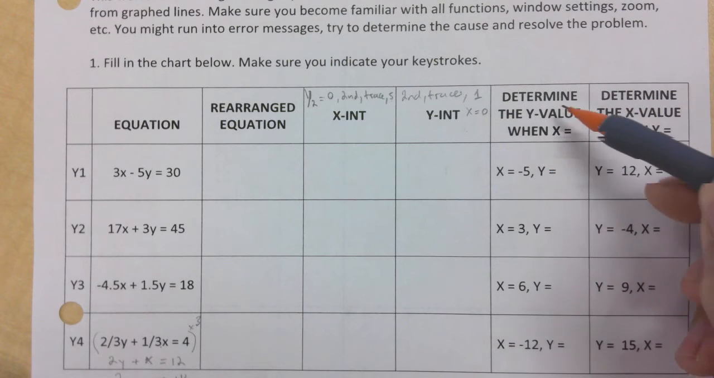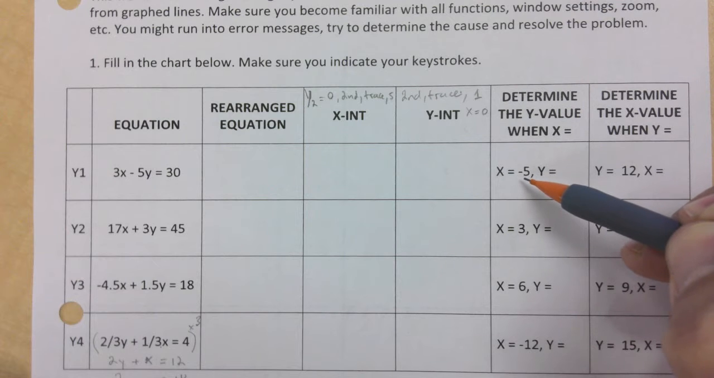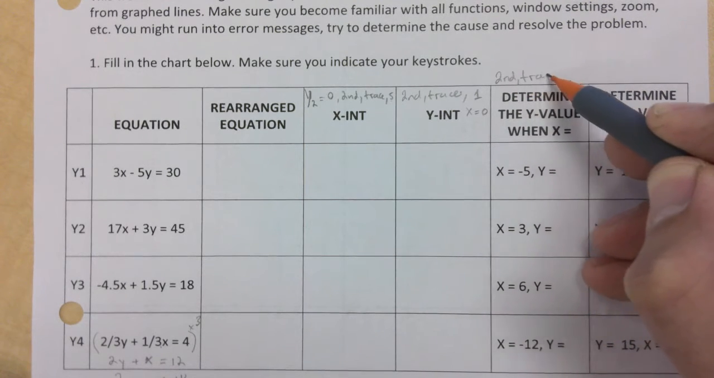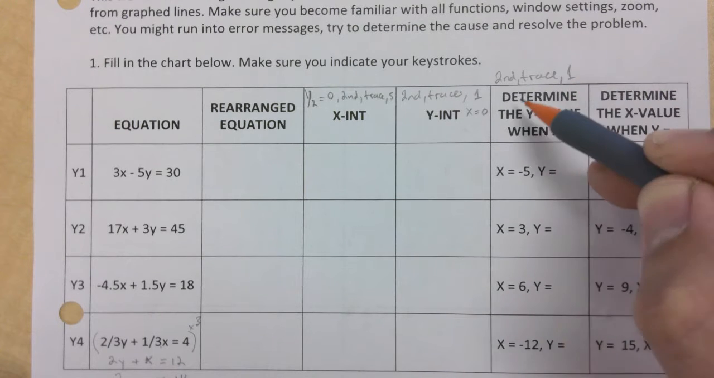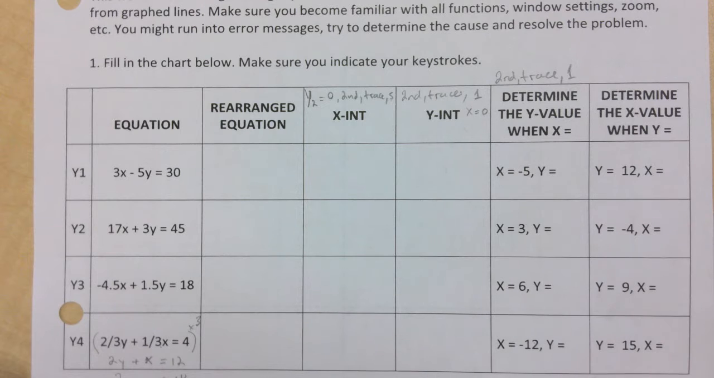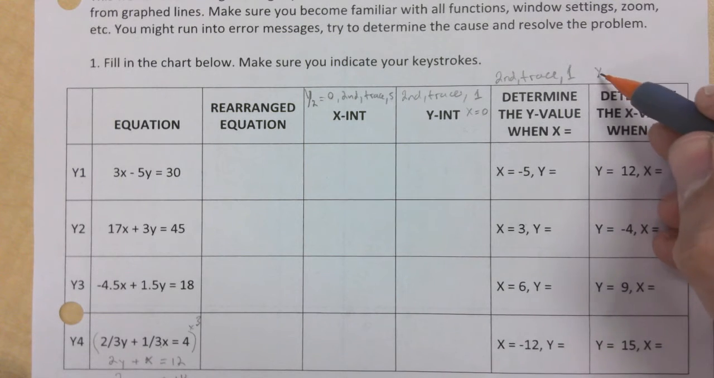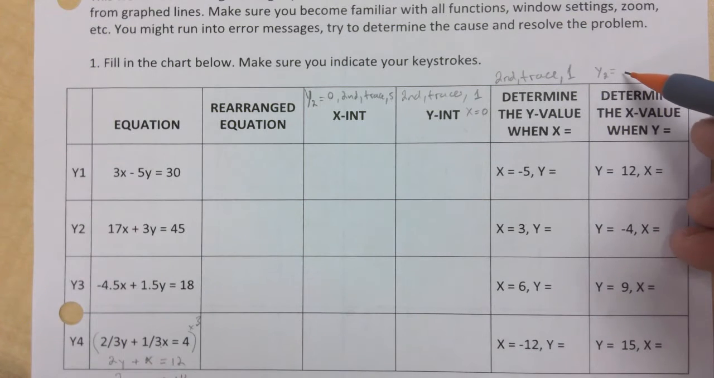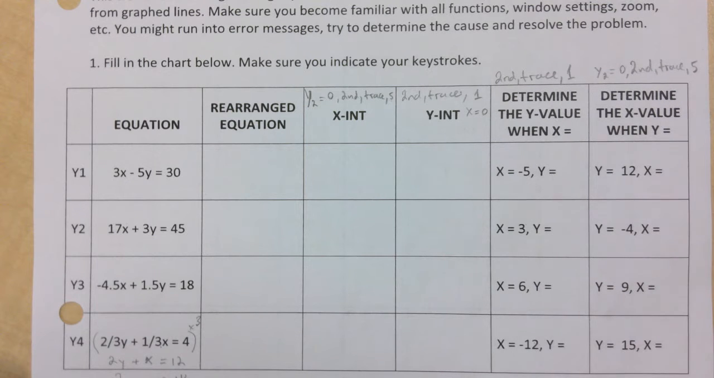To find the y value when x is equal to a certain value, this is also just second trace 1, essentially. And then obviously in each scenario you have a different x value that you're entering. And here you would have to say y2 is equal to, or y5, whichever y is empty, right? And then you would say second trace 5, okay?